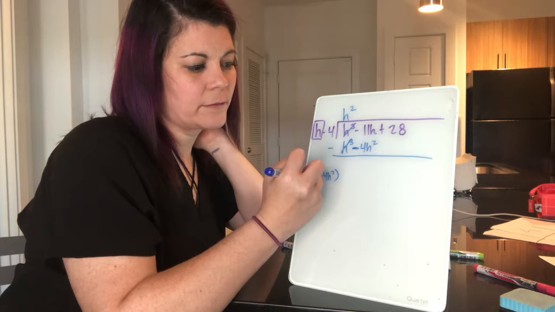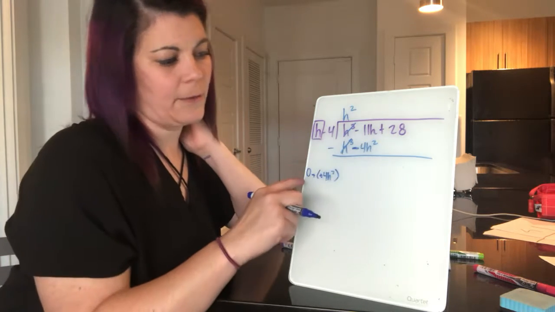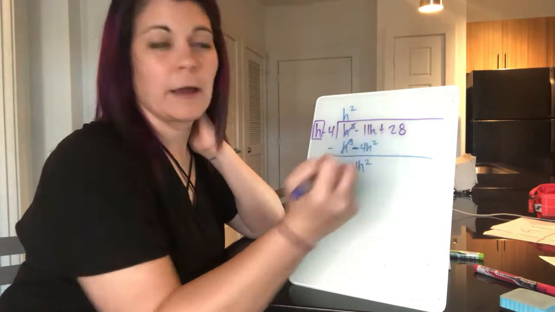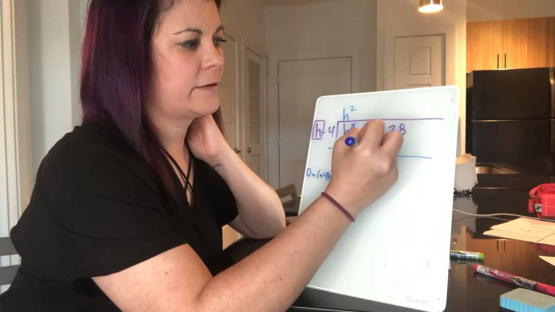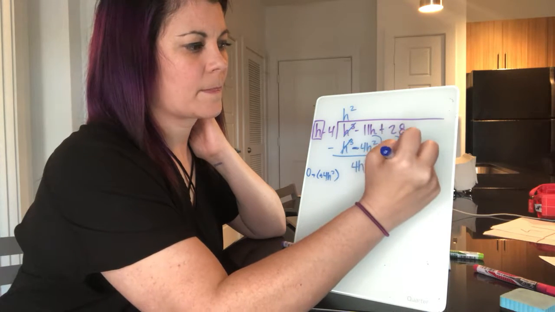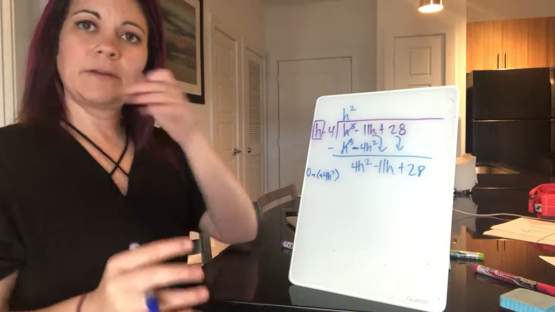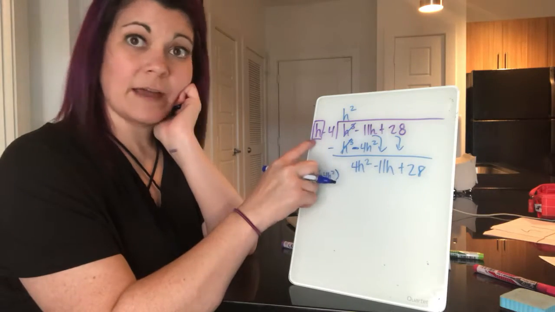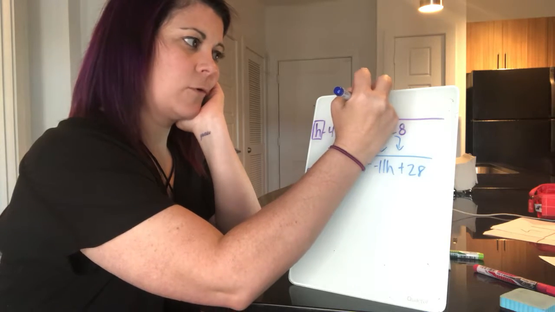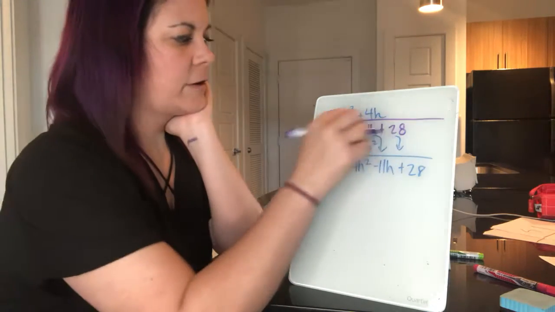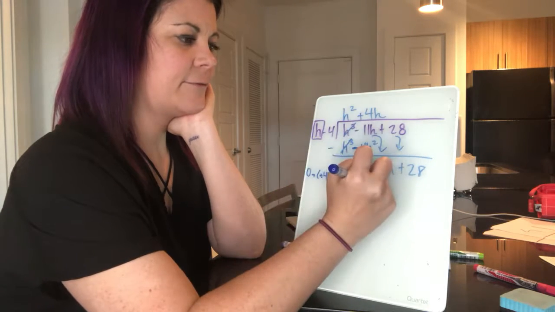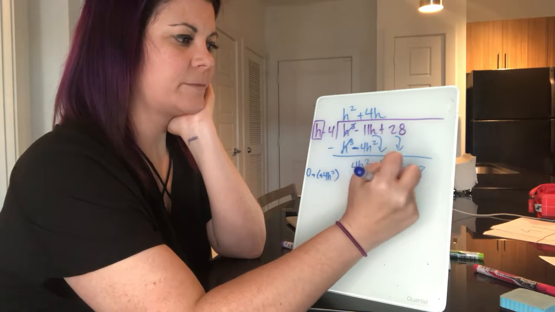And so really that would be a positive 4h squared when you apply your integer rules. And then you're going to take the rest of these down. Okay, so now we do this again. 4h squared divided by h would give you a positive 4h. So 4h times h is positive 4h squared. Positive 4 times a negative 4 is a negative 16h.